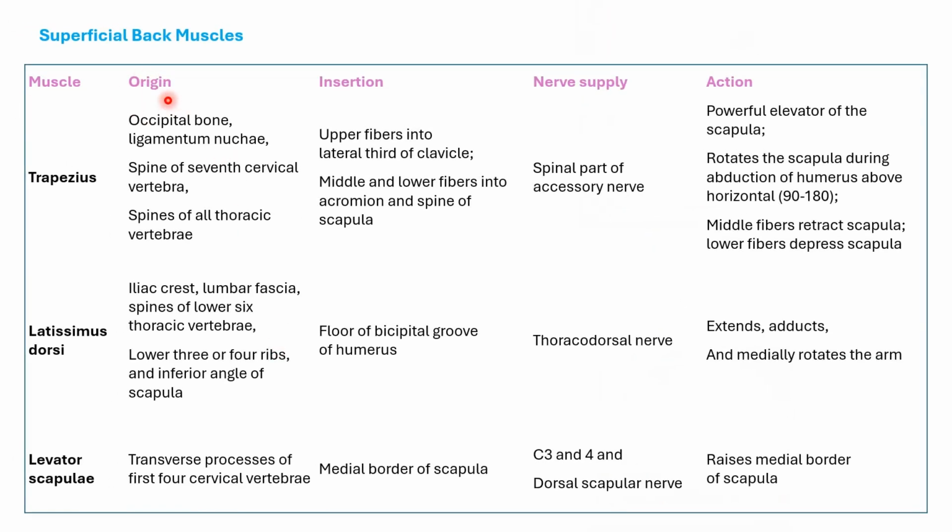First we look at the origins. Trapezius originates from the occipital bone, ligamentum nuchae, spines of the 7 cervical vertebrae, and spines of all thoracic vertebrae. Latissimus dorsi originates from the iliac crest, lumbar fascia, spines of the lower 6 thoracic vertebrae, lower 3 or 4 ribs, and the inferior angle of the scapula. Levator scapulae originates from the transverse processes of the first 4 cervical vertebrae.